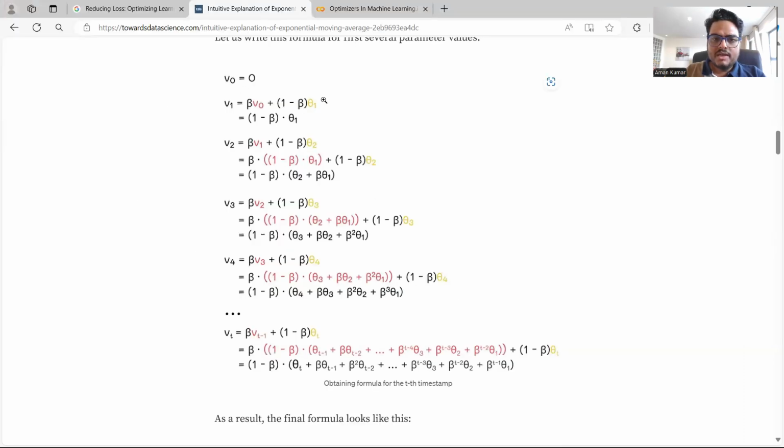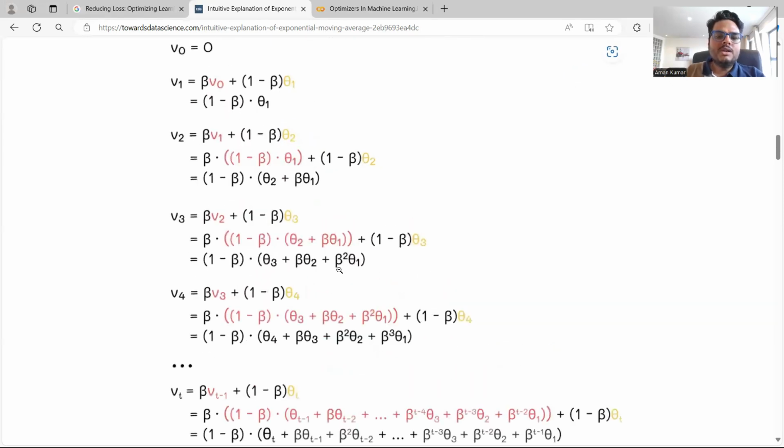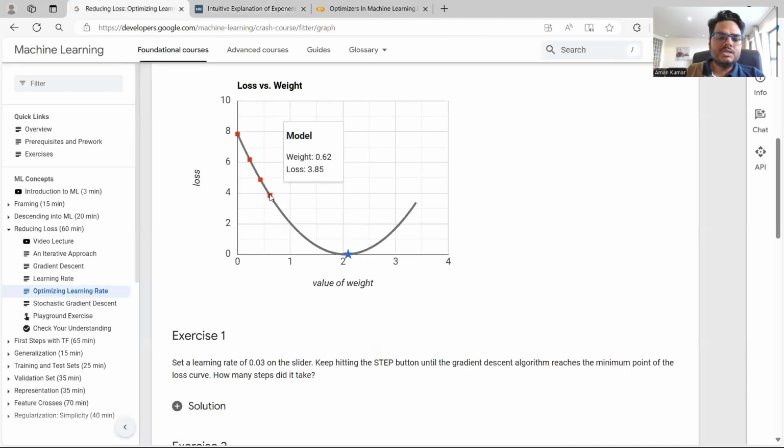If you see this carefully, you will see that at time 1, this is 1 minus beta of theta 1. At time 2, this is 1 minus beta theta 2 plus beta theta 1. At time 3, more weightage is given to theta 3 and theta 2, and less weightage is given to theta 1. Why I'm saying less weightage is because beta is a decimal number, and if you square that, that number becomes even less. Okay. So less weight at V3, right? At step 3, in our example, this is step 3, for example.